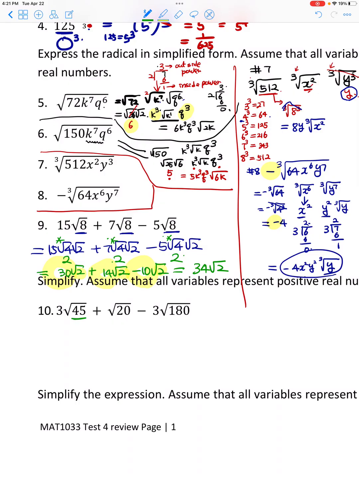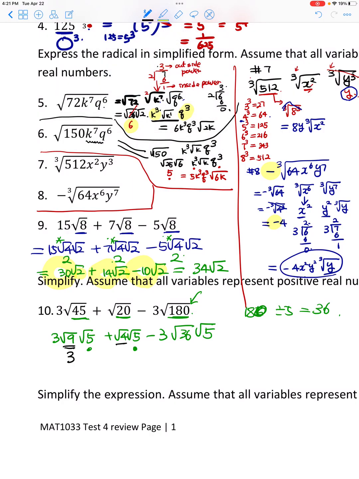Okay, so 45 is not a perfect square number, so I can separate its perfect square factor, 9 times 5. 20, I got 4 times 5. And 180, everything is actually divisible by 5, and this ends in 0, so I just tried the 5 and I got 36 out. So I got 36 and 5. Again, any radical of a perfect square, you can change that one to the outside number.